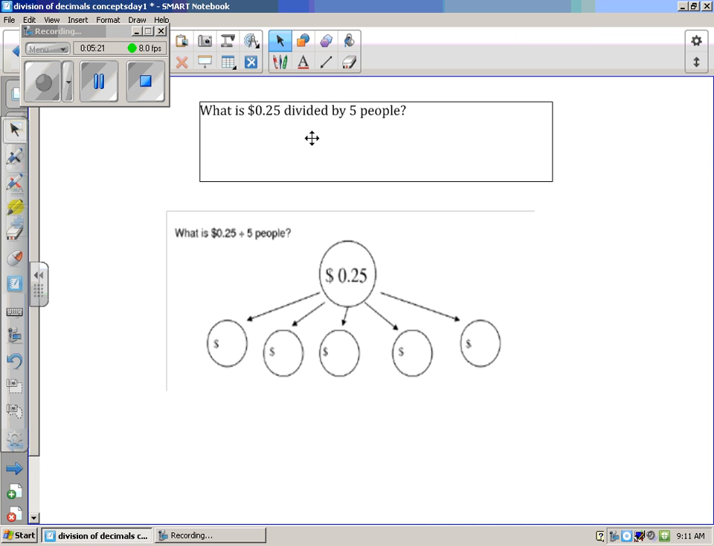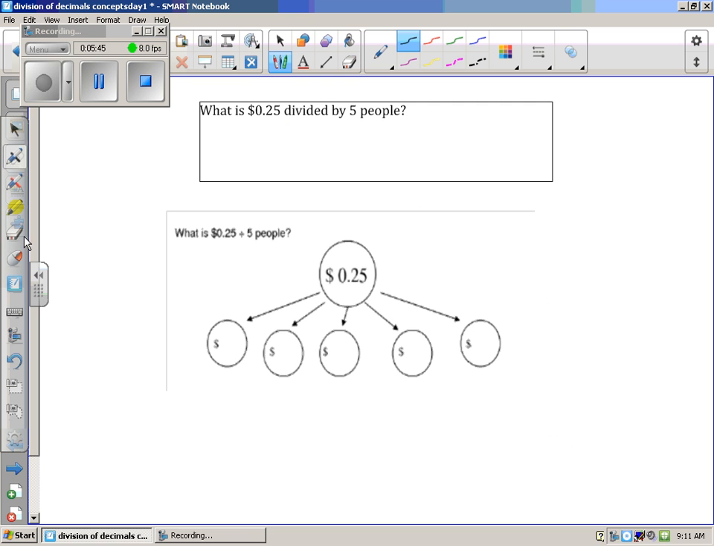Okay, so this one says, what is 25 cents divided by 5 people? I know many people can just do this mentally and say, oh yeah, 5 times 5 is 25. And that's the idea here. But we're looking at it in terms of what are we doing here? This is actually having 25 hundredths. So it's not tenths. You have to be careful of that fact. So we know 5 times 5 gives us 25.